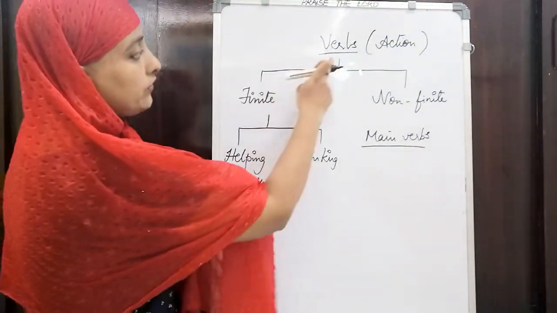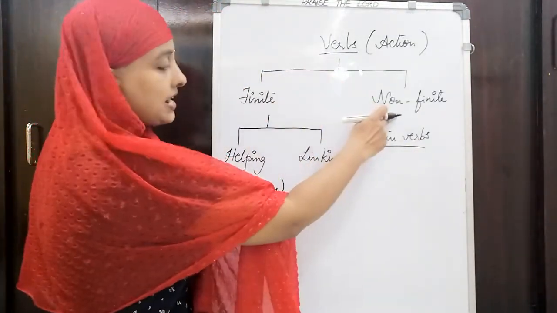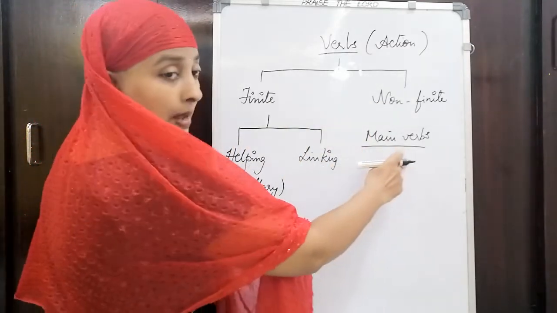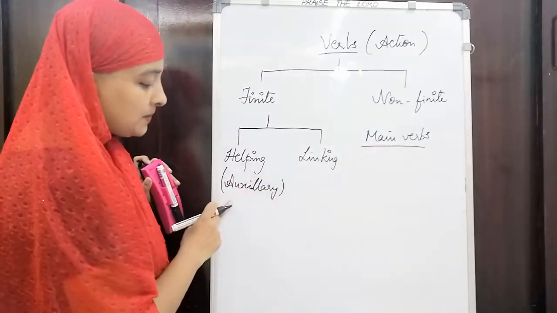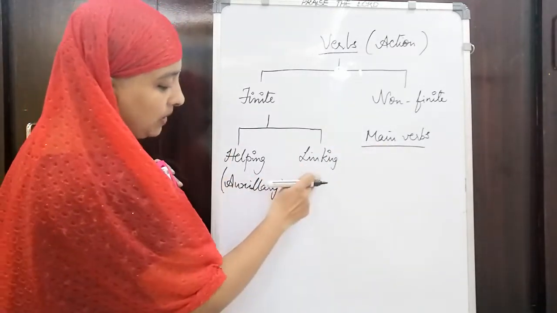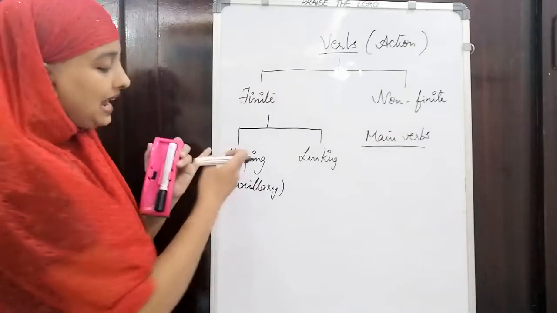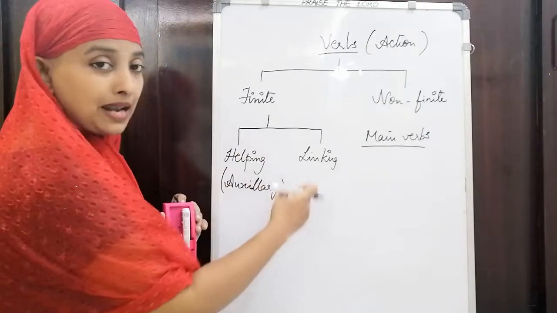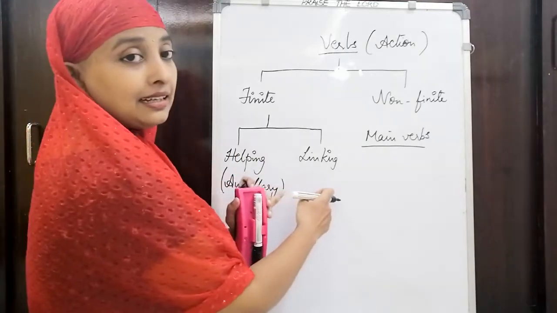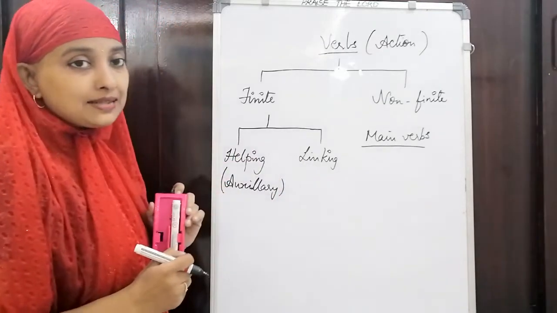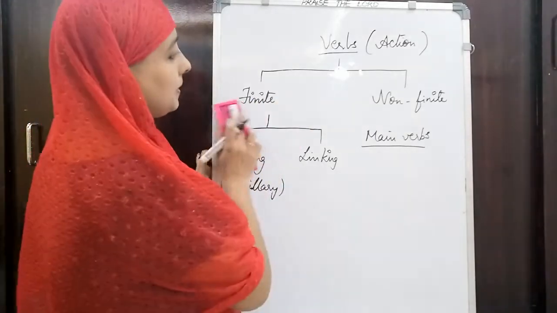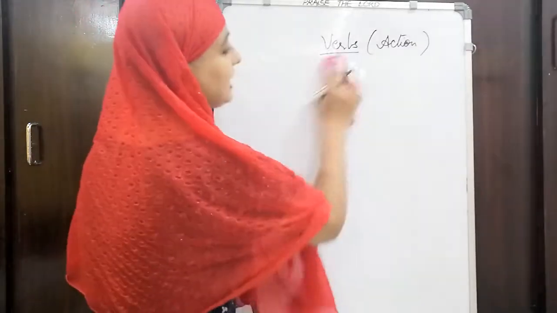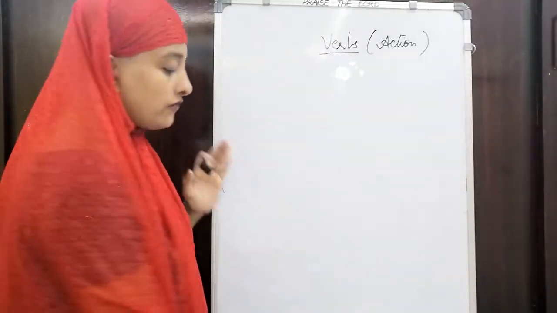So verbs are classified as finite and non-finite, and finite verbs are classified as helping verbs and main verbs. Helping verbs are again linking verbs and auxiliary verbs. Helping verbs are otherwise called auxiliary verbs, or you can simply say these are subclassifications of helping verbs, auxiliary and linking. Again, I'll make a clear diagram. You understood, right? First of all, they are classified as finite and non-finite.